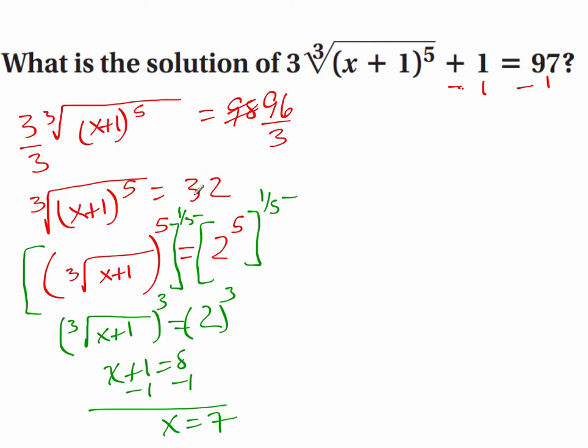Now, you could have done quite a bit more and multiplied out and found some pretty large roots. I prefer not to do that. I prefer to take the root and try to keep things as small and manageable as possible, especially if you're not going to have a calculator on the test.